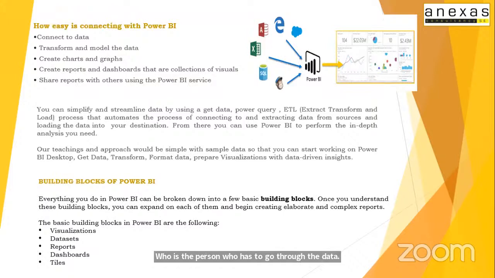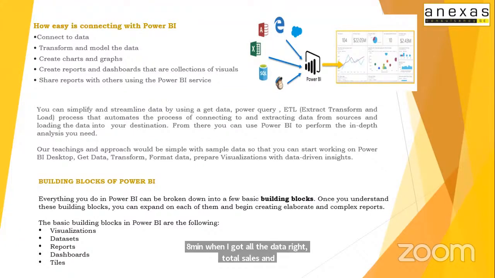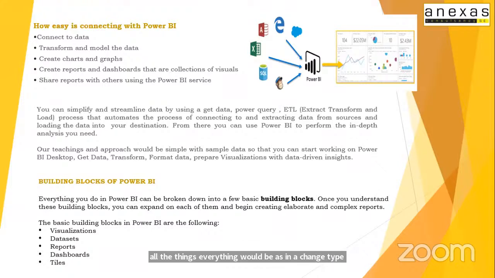It is very easy. You would have seen when sir was asking me how you get the visualizations and what time it took. I just took 7 to 8 minutes to get all the data, total sales and all the things. Everything is as in change type in Power BI. It takes the column data based on what the data is, so it takes it as text, number or date. It decides, and even we can change it.